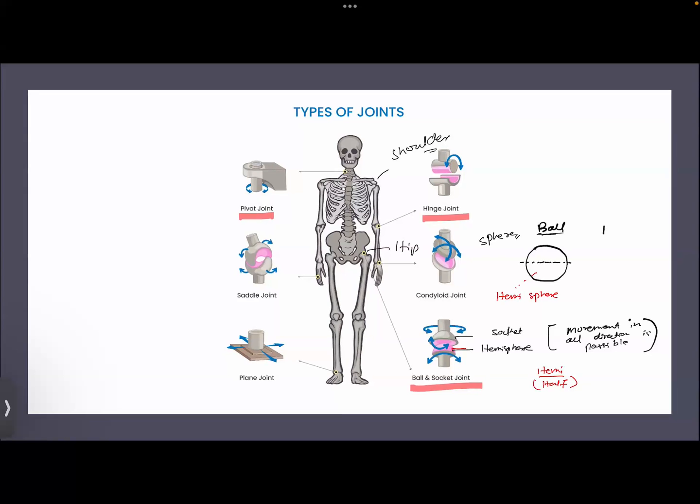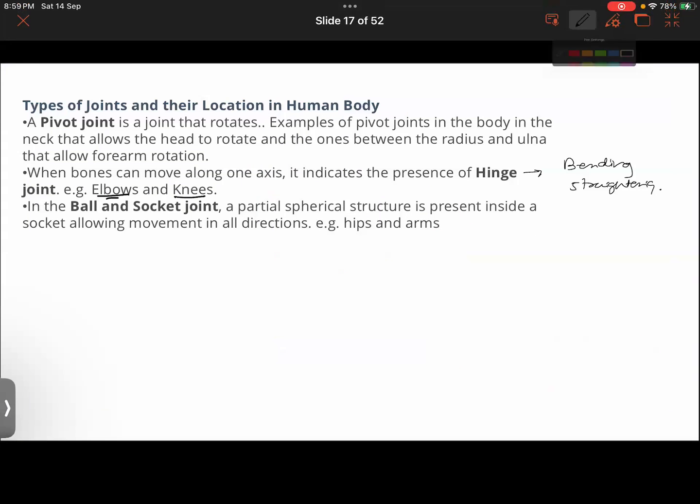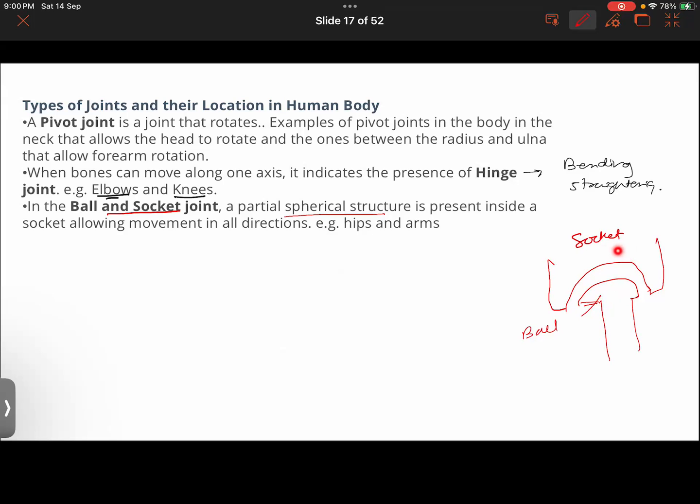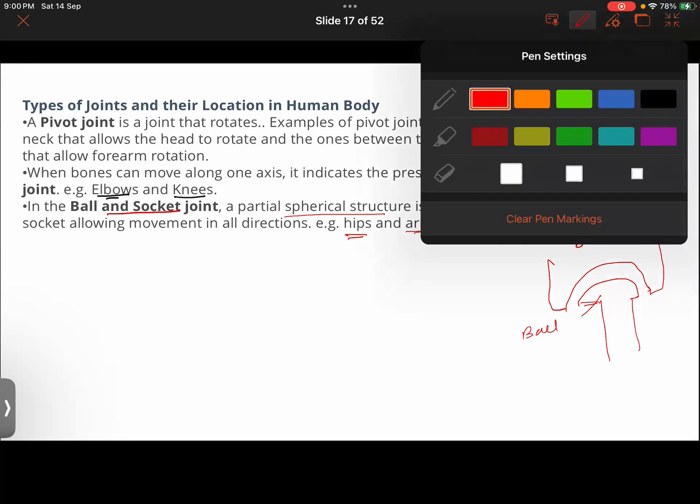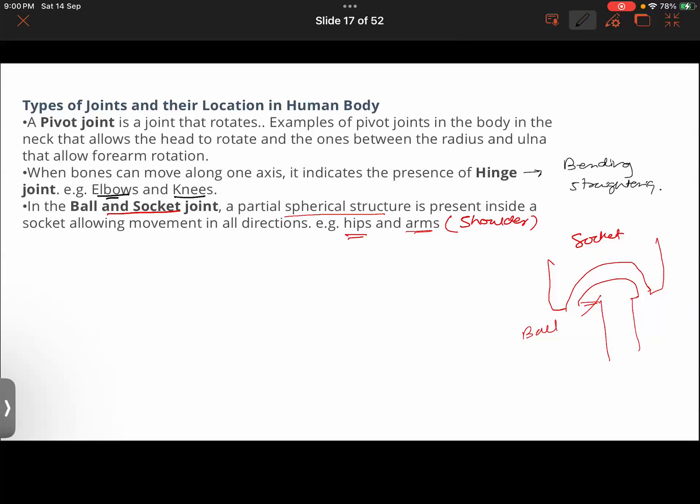So what have we learned so far, guys? In the case of a ball and socket joint, there is a partial spherical structure like this that is fitted in a socket-like structure. This is another bone that has a socket-like structure, so this acts as a socket, and this is the ball-like structure. The ball-like structure gets fitted into the socket, which allows movement in all the directions. So examples are the hips and arms, basically in arms, it is in the shoulder. Is that much clear so far?